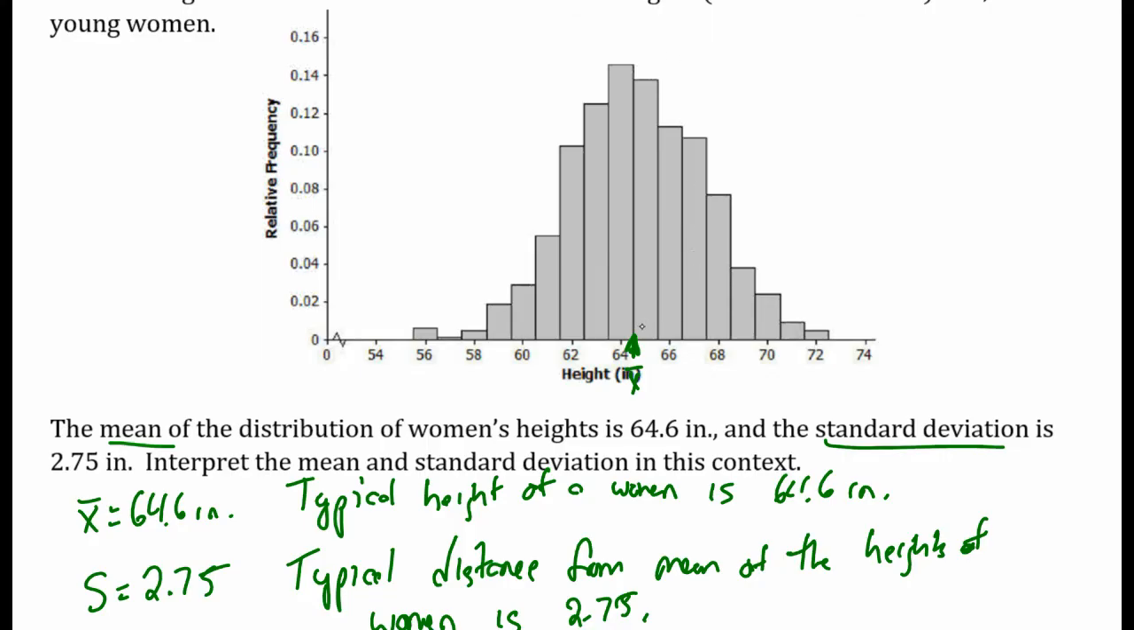If I go up 2.75 from that, where does that bring me to? Well, 64.6 plus 2.75 is about 67.3. So we'll call that there. That's one standard deviation up. And what if I go one standard deviation down? That brings me down to 61.85, so about here. So these bars here are representing one standard deviation of the mean.